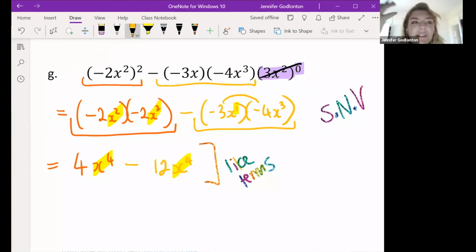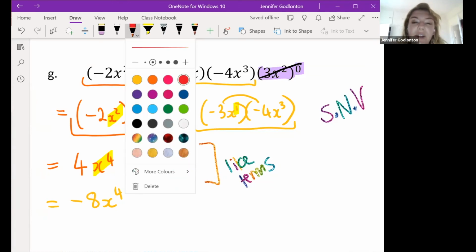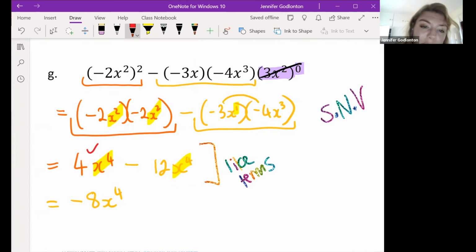And so then we just need to think of the numbers. We've got 4 here, we're minusing 12. And so we are going to land up with negative 8x to the power of 4. And this would be worth a huge amount of marks. So this part over here would be worth 2 marks to get the positive 4 and the x to the power of 4. This would be 2 marks to get the negative 12 and the x to the power of 4. And then you'd probably get 1 mark there for the negative 8x to the power of 4. There's 5 marks for a question like this, which is a lot.